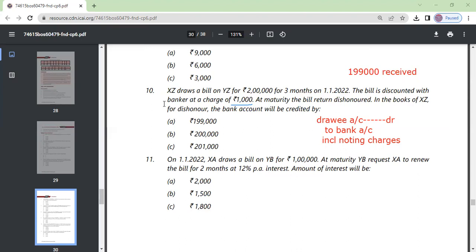Okay. In this question, is there any noting charges? No, don't worry. If noting charges is not there, be happy. Noting charges will be 0. Now what is the question? The bank account will be credited by how much amount? Bill amount plus noting charges. Noting charges 0. So bill amount. What is the bill amount? 2 lakhs or 1,99,000? Bill amount is 2 lakhs. Bank received is 1,99,000. But our bank account will be credited by bill amount. If noting charges are there, bill amount plus noting charges, that is 2 lakhs. Option B.